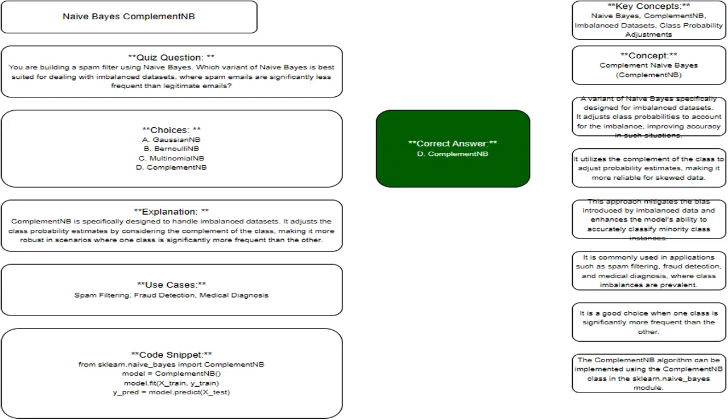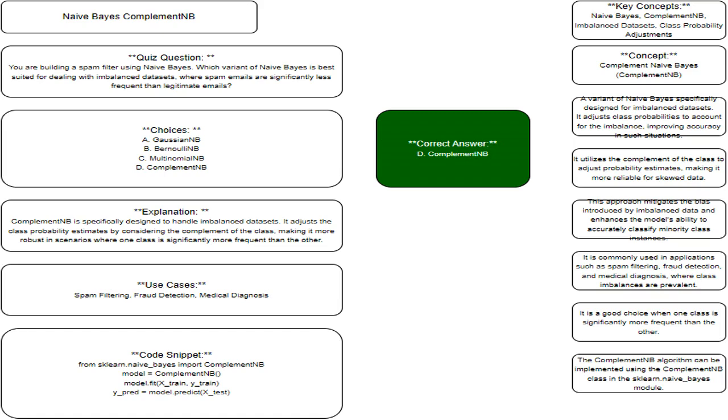Applications include fraud detection, identifying fraudulent transactions in a dataset where legitimate transactions are significantly more common. Medical diagnosis, detecting rare diseases in a dataset where most patients are healthy. Spam filtering, identifying spam emails in a dataset where most emails are legitimate.